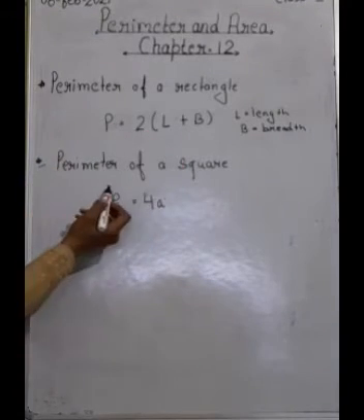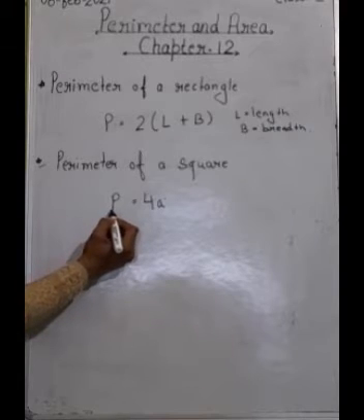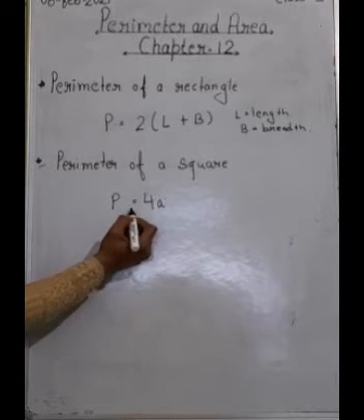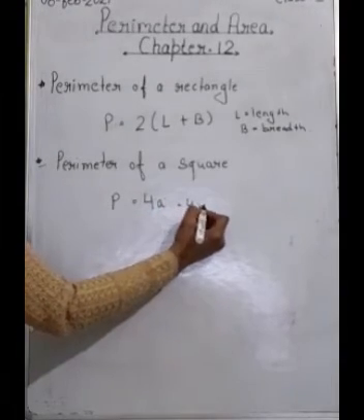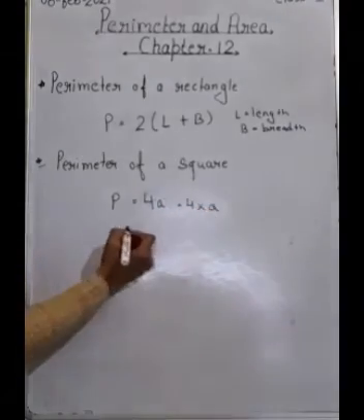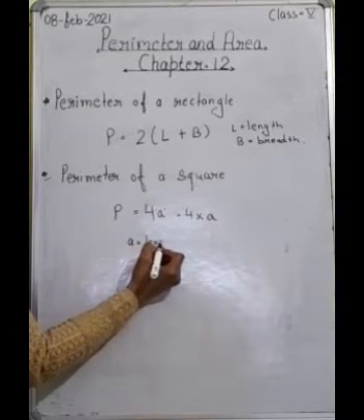The second one is for finding the perimeter of a square. The perimeter of a square is found by using the formula P is equal to 4A, or you can say 4 into A, since when there is no sign between them, it means multiplication. A represents the length of the side. Okay.